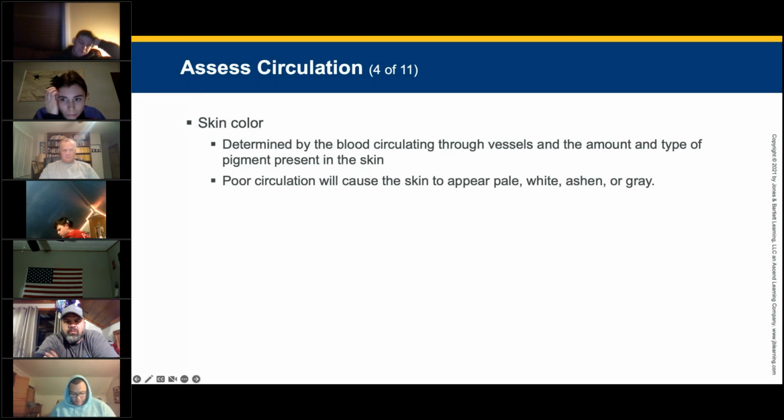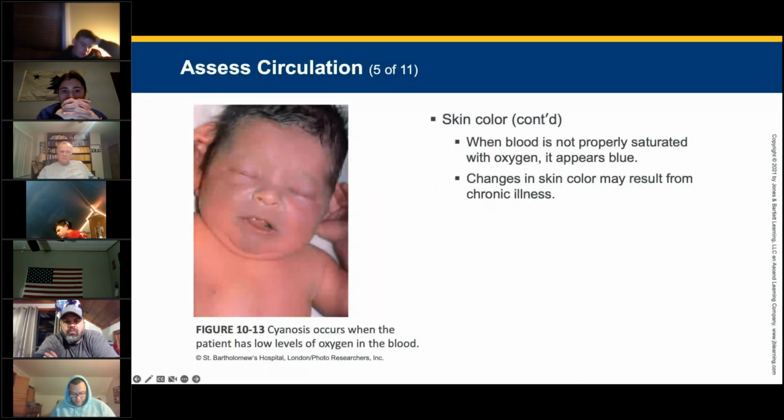Skin color, again, it's determined by the blood circulating through the vessels and the amount of pigment present in the skin. Poor circulation is going to cause the skin to appear pale, white, ashen, or gray. When the blood is not properly saturated with oxygen, it appears blue. You're going to see that blue cyanotic color if the patient's not perfusing appropriately. In the photo there, you can see the baby with the blue around its mouth and nose. That's called cyanosis, and that's a sign that they're not breathing adequately.